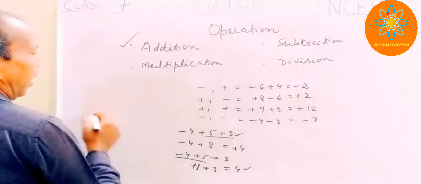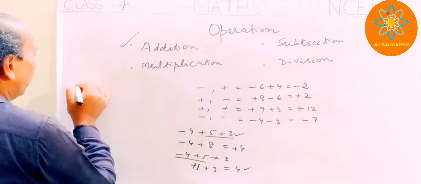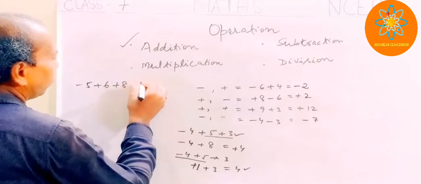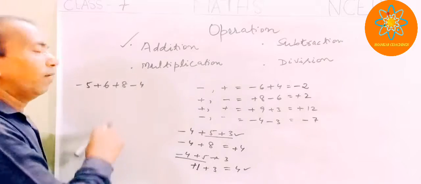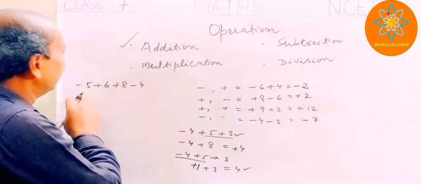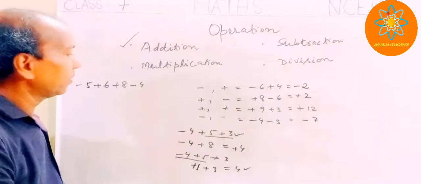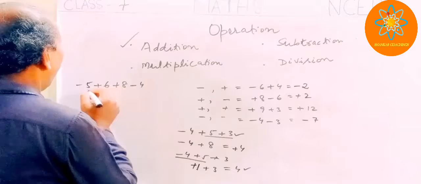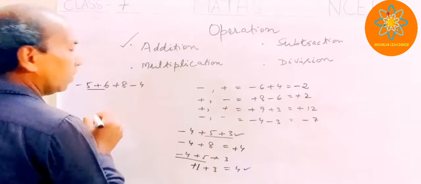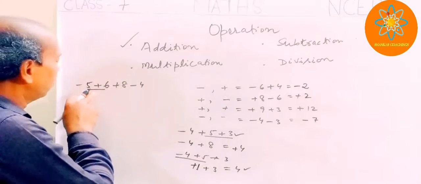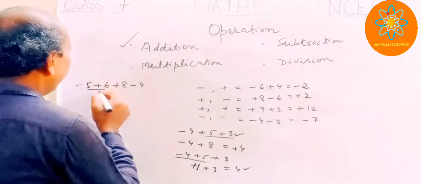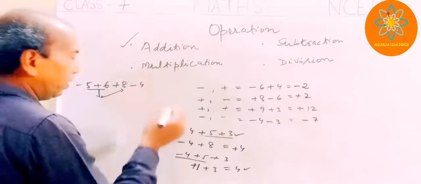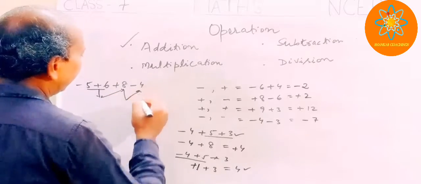Suppose I want to find the value of -5 plus 6 plus 8 minus 4. How will I find it for addition? Either I will solve these two, and whatever result I get, I will take that with the 8, and whatever result I get, then I will take the minus.